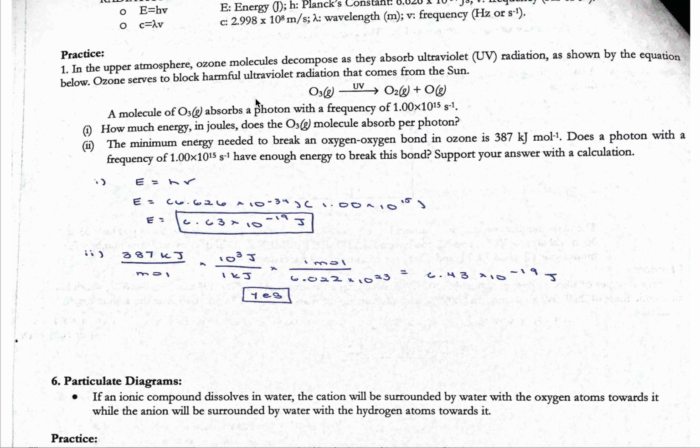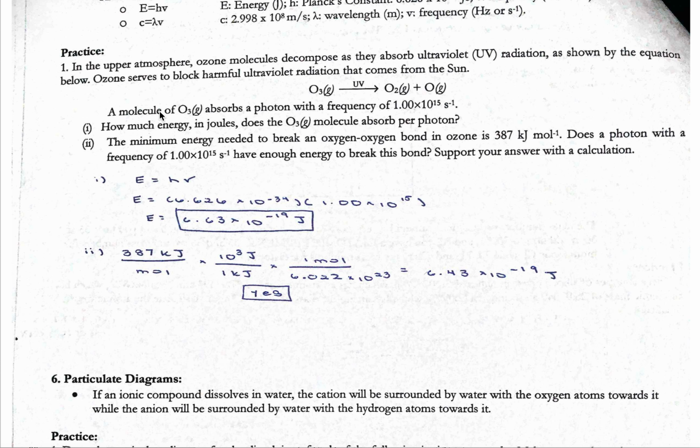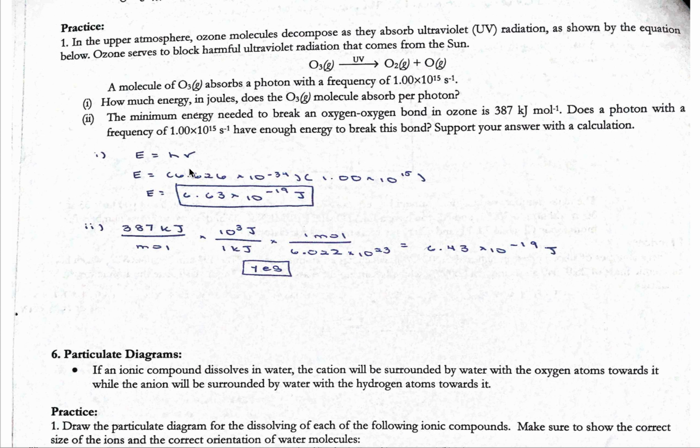All right, so for this problem, it tells me that ozone absorbs a frequency of this, and it asks for the energy in joules. And so I'm going to use E equals Planck's constant times the frequency, and I solve for this, and I get my energy. Now remember, this is joules for every photon, so per photon. So whenever you're using this formula here, you are in joules per photon.